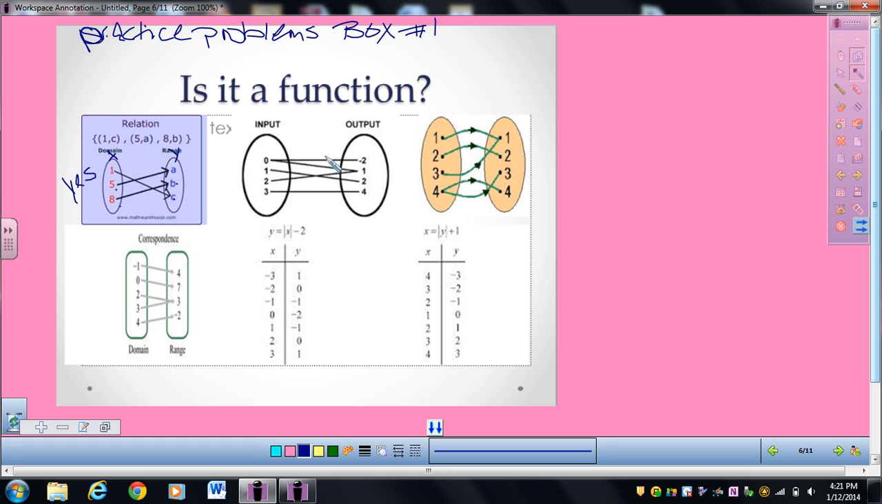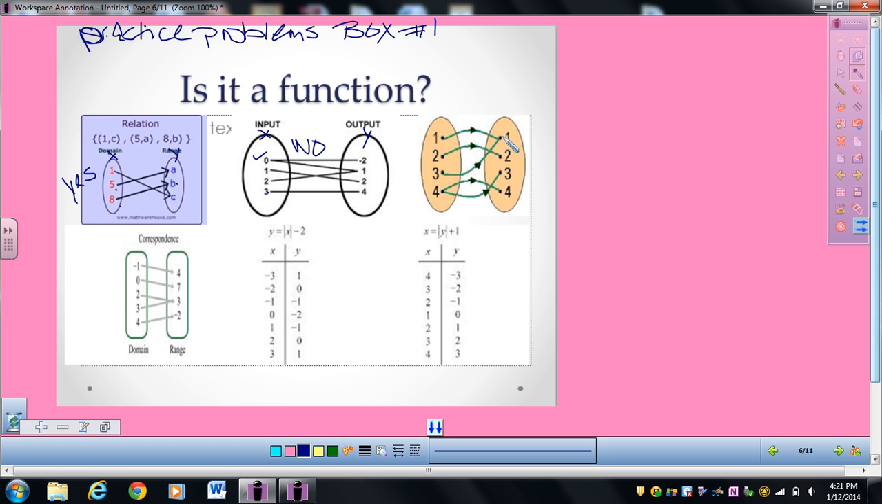Uh-oh. I've got 0 linked up to the -2, and I've got 0 linked up to the 1. That right there makes it not a function. The rest of these are only linked up to one thing. The 1 is linked up to the 2, the 2 is linked up to the 1, and the 3 is linked up to the 4. The rest of them are okay. But because 0 is linked up to 2 different things on the output, or the y, that makes it not a function.